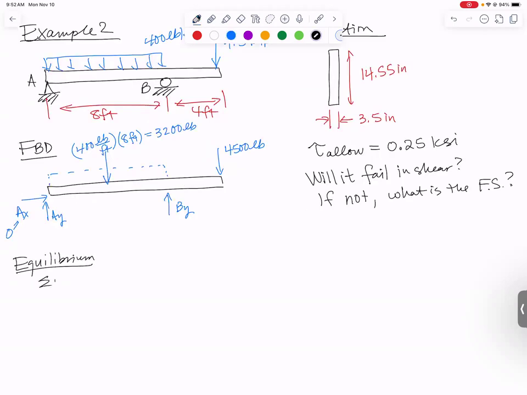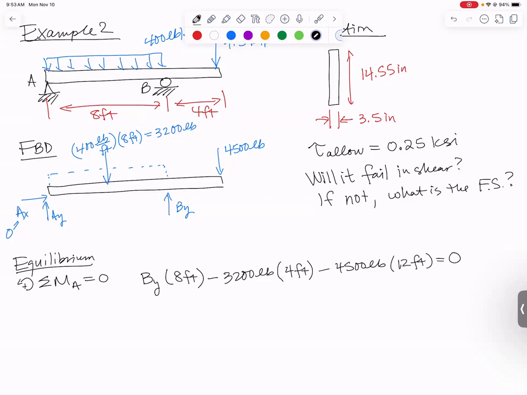Equilibrium, I like to sum moments first for a problem like this so that I can solve for something. I summed moments about point A, but you could also sum moments about point B if you want. The only counterclockwise moment will come from BY, and it is 8 feet away from point A. Then we'll have clockwise moments of 3,200 pounds, which should be 4 feet away, halfway along that distributed load, and also 4,500 pounds times 12 feet away. All has to sum to 0. Solving, we get BY comes out to be a positive 8,350 pounds, positive meaning it will act upward.